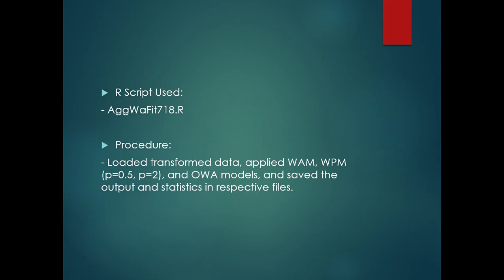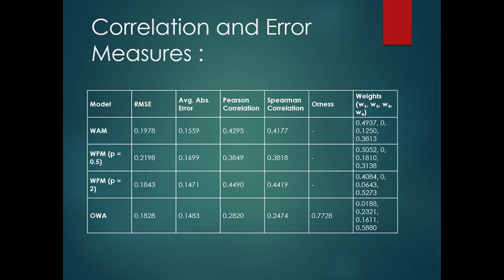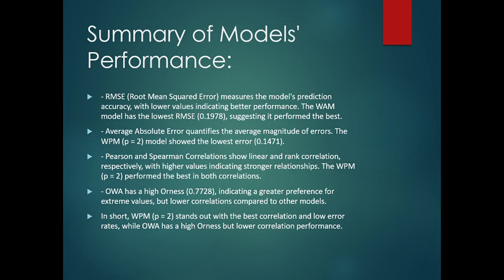So this is the R script we used, and this is the table for models and their respective RMSEs, average absolute errors and correlations, orness and weights.